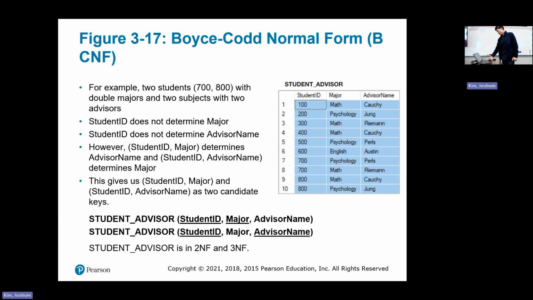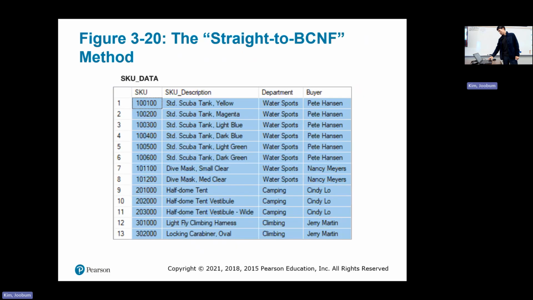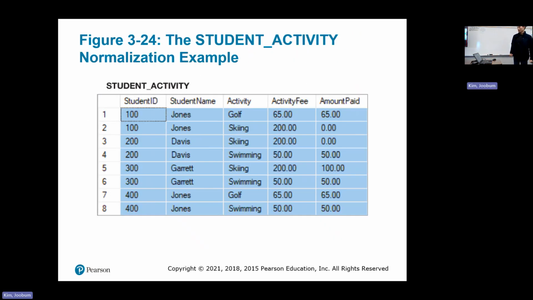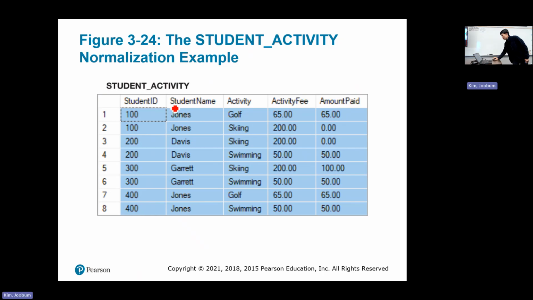Last week, we took a look at the student advisor example. Then we will continue with another example. Think about if you have this kind of table, student activity, with 5 columns: student ID, name, activity, activity fee, amount paid. Can you find functional dependencies from this table? What kind of functional dependency exists in the table?